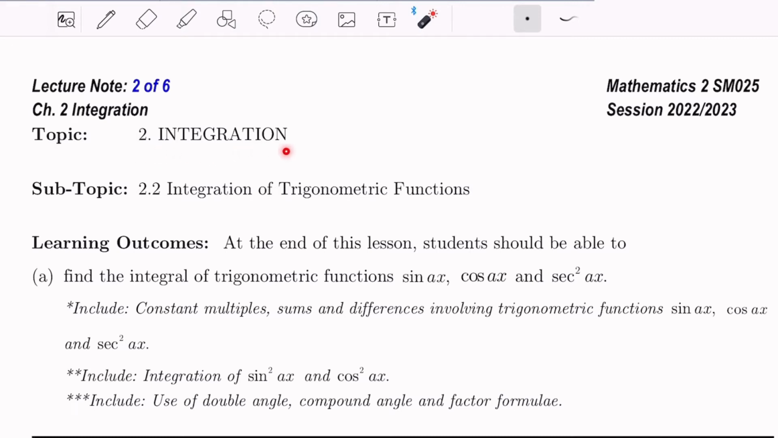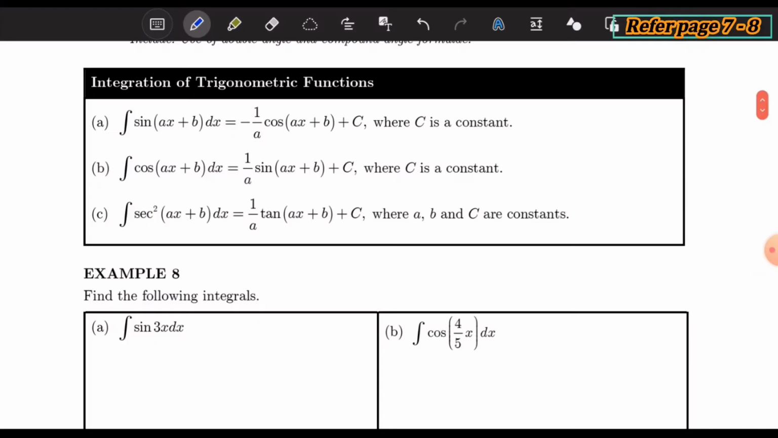Topic 2, Integration. Subtopic 2.2, Integration of Trigonometric Functions. At the end of this lesson, students should be able to find the integral of trigonometric functions such as sine ax, cos ax, and secant squared ax. Integration of trigonometric functions.